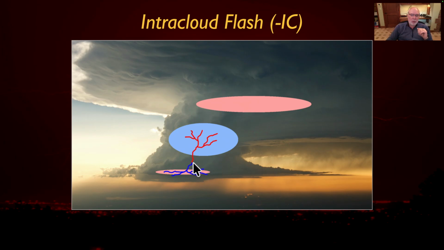And so you can also get it between this lower positive charge region and main negative charge region. And in reality, there's this simple tripole model. As a storm develops, the simplicity of the charge region changes with time, and it can become quite complex with multiple charge regions. So again, we're sticking to the traditional simple charge tripole model.